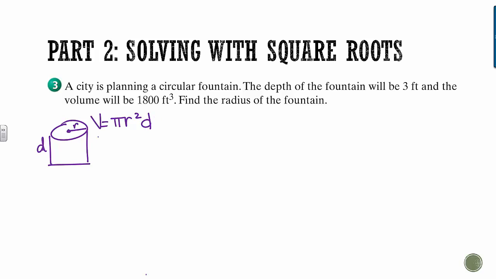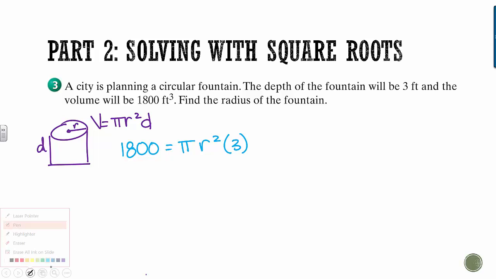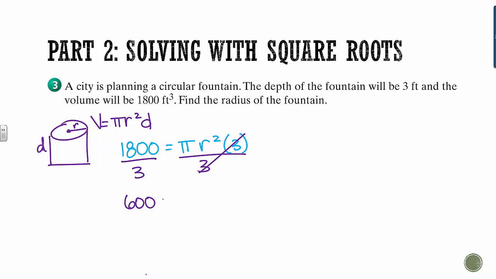So plug in what we know. We know the volume is going to be 1,800. Pi is just a number. We're looking for the radius, and then we know the depth is 3 feet. So we have to get the squared thing by itself, just like we were before. So let's divide both sides by 3. So we get 600 equals pi r squared.